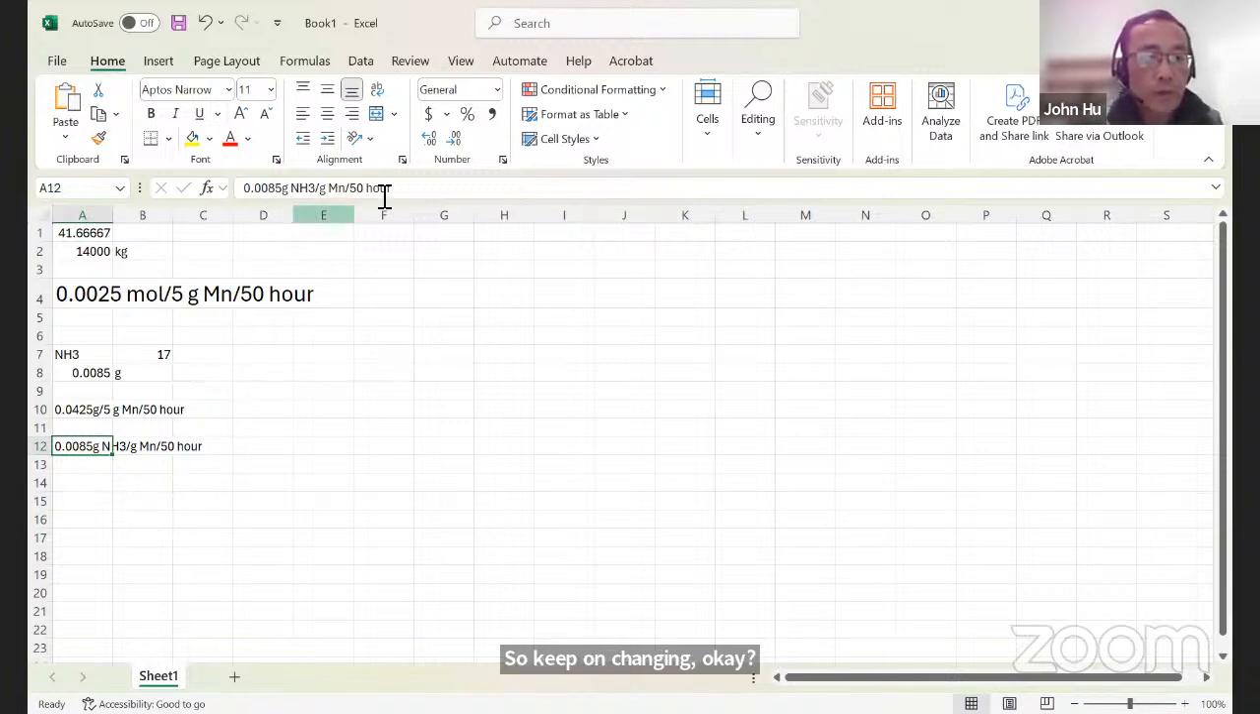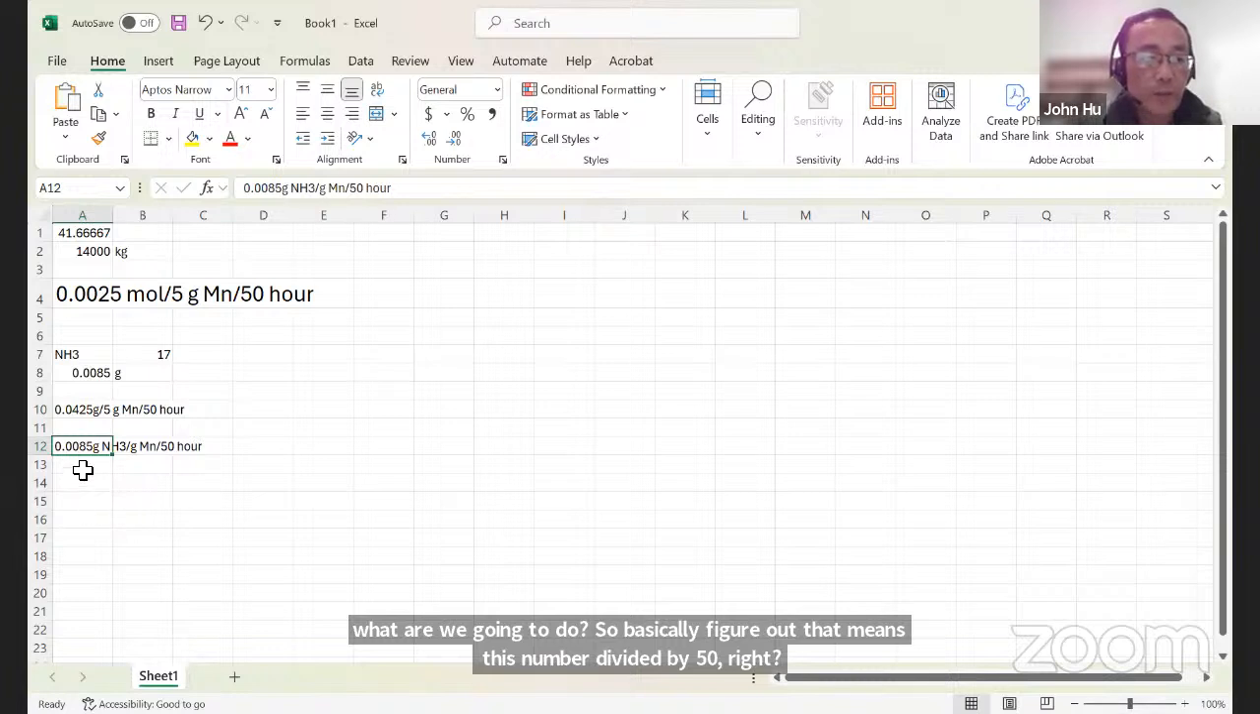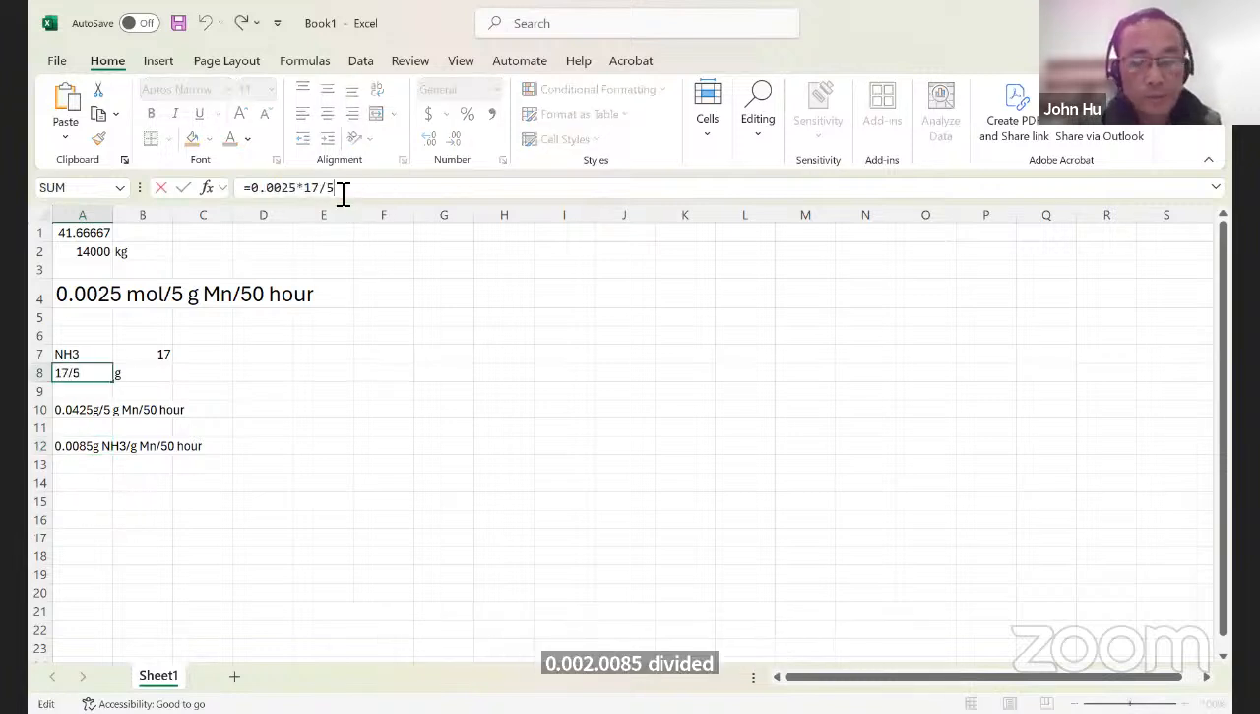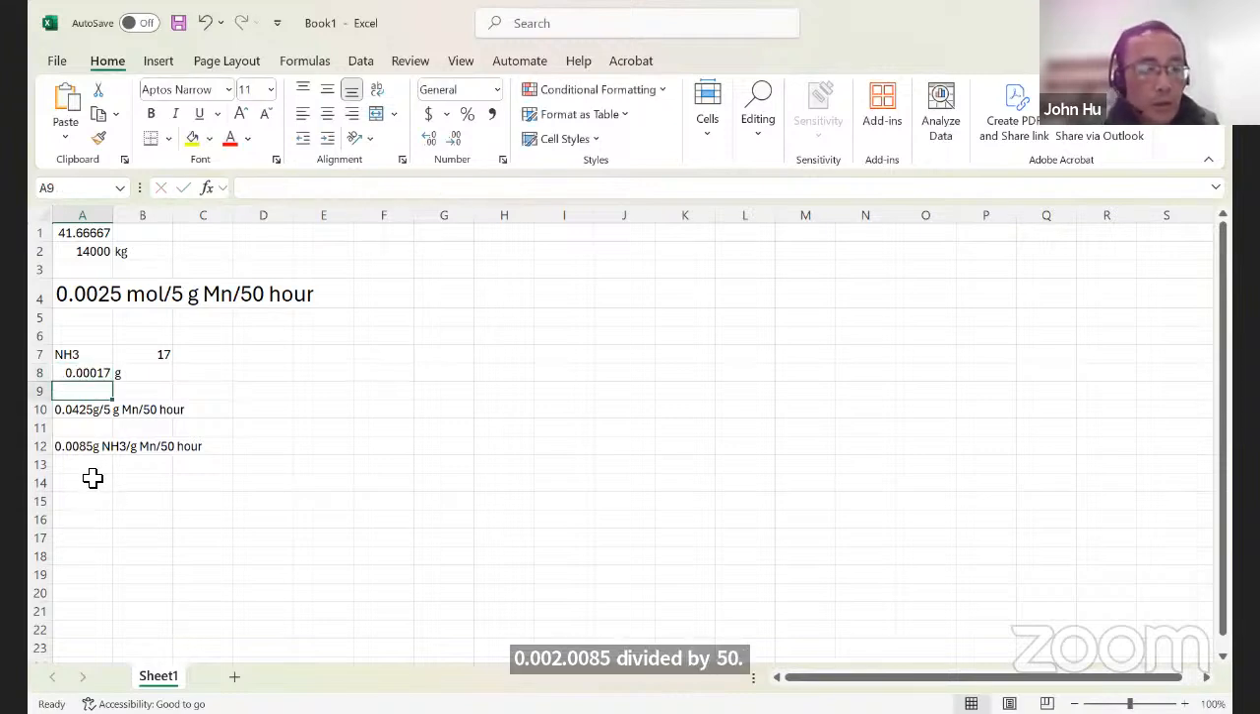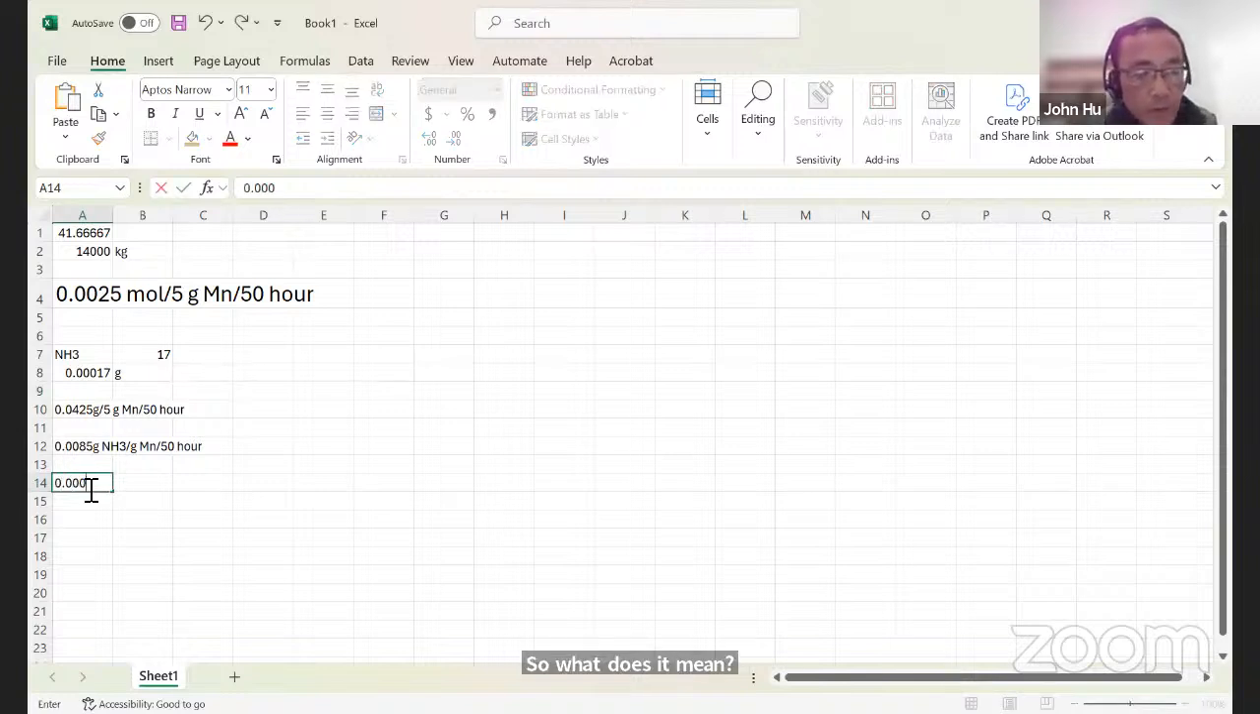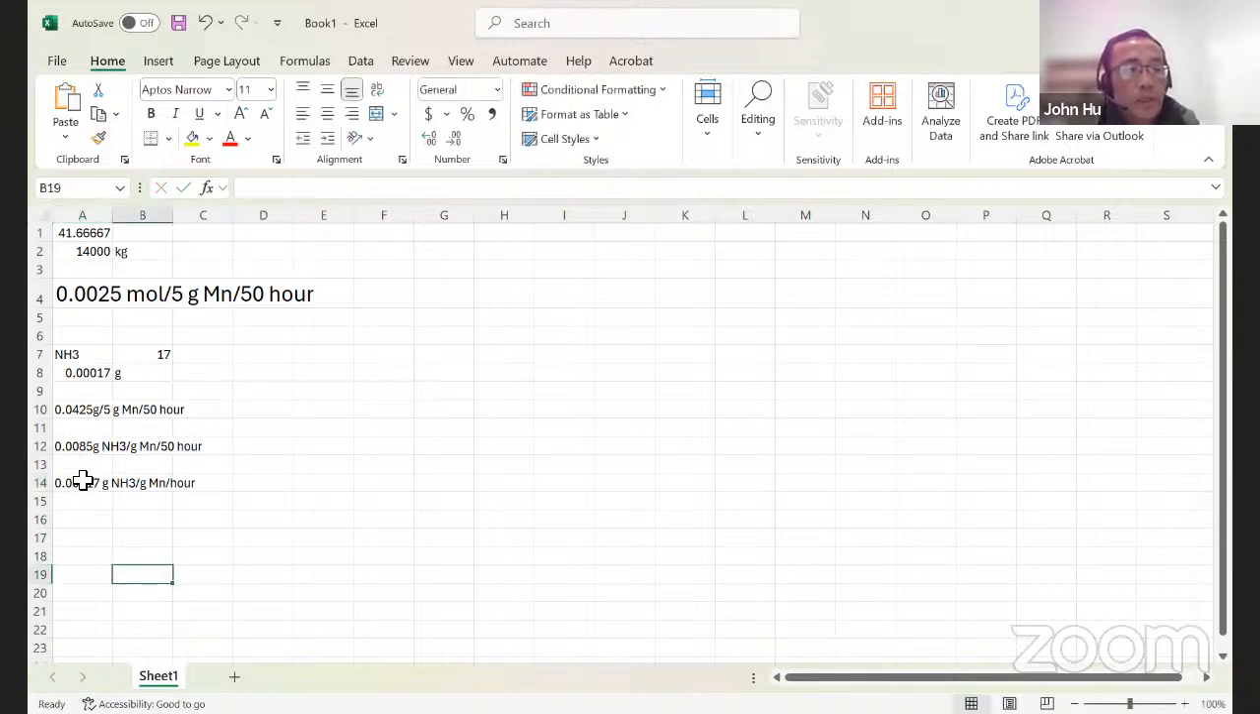So what am I going to do? Basically 50 hours means this number divided by 50. All right? 0.085 divided by 50. So what does it mean? The number will be 7 gram. Make sense?